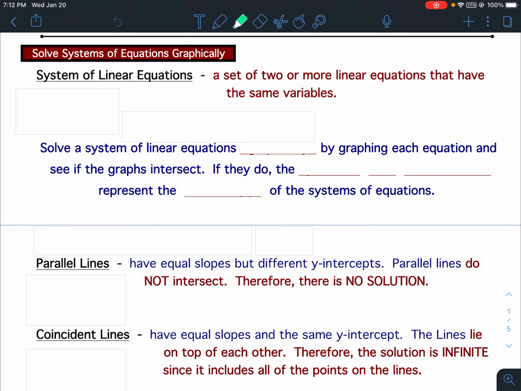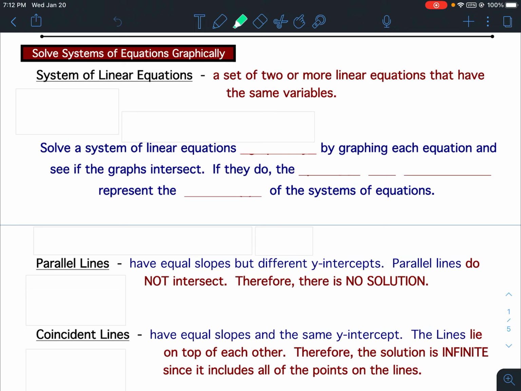All right. This lesson is on solving systems of equations graphically. We're actually going to learn how to solve systems of equations using 3 different methods. We're going to use graphing, which is this lesson. We're going to use substitution, which is the next lesson. And then we're going to use elimination, which is the 3rd lesson on solving systems of equations.